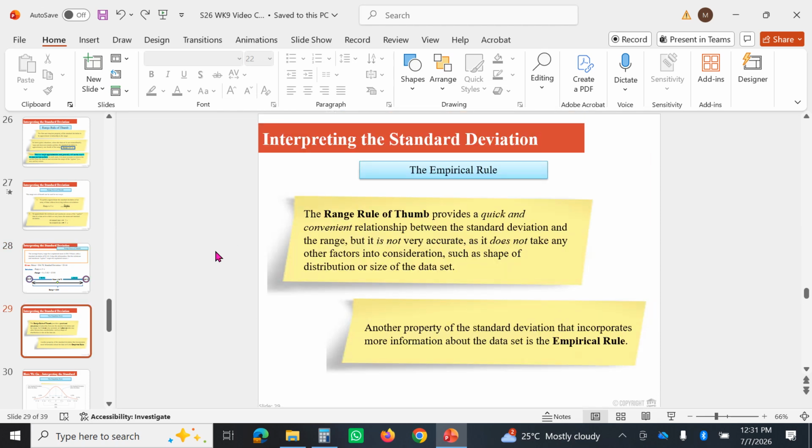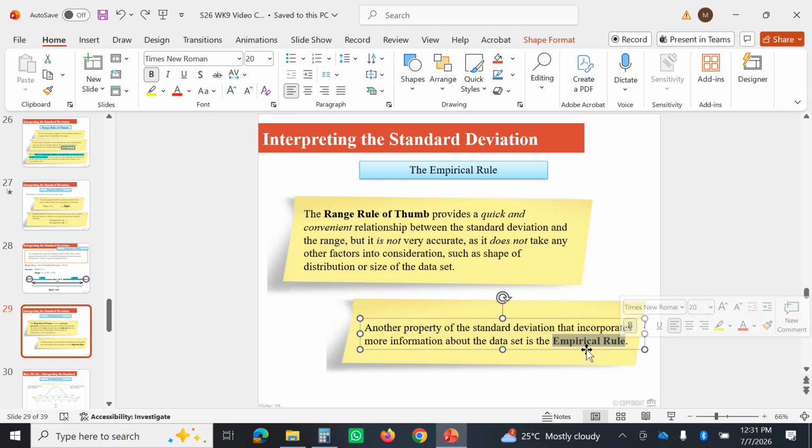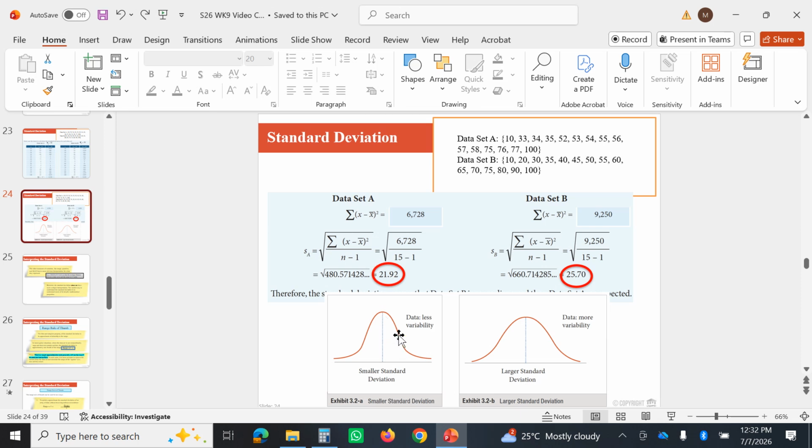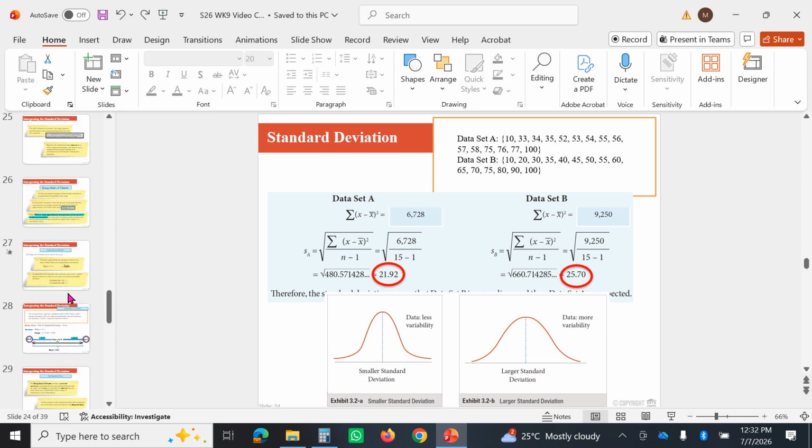So the range rule of thumb does provide a quick and convenient relationship between the standard deviation and the range, but it is not very accurate, as it does not take any other factors into consideration, such as the shape and size of the data set. And for that, we need the empirical rule. We kind of introduced this last week, and this is what we're going to be doing for the remainder of the course. What I was talking about up here, you remember the first, second, third standard deviation: 68% are in here, 95% are here, 99% are within 3 standard deviations. This is all going to make sense right now.